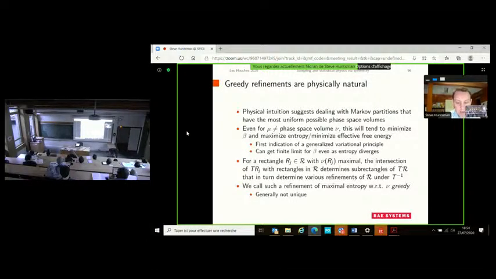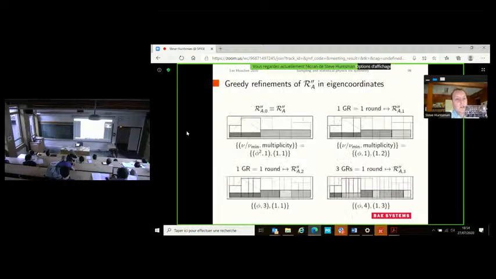If you take the most uniform possible refinements, they'll be greedy, and they're generally not unique, but they're close to it. So I'm showing some examples of greedy refinements here. Here is a Markov partition with two elements, the double prime one that you've seen before, just in eigencoordinates. We start out with two rectangles of multiplicity 1 and 1, one of each for the given measures. Here I'm showing the measure divided by the smallest measure in the current partition. So I've got one that's the golden ratio squared, one that's 1.